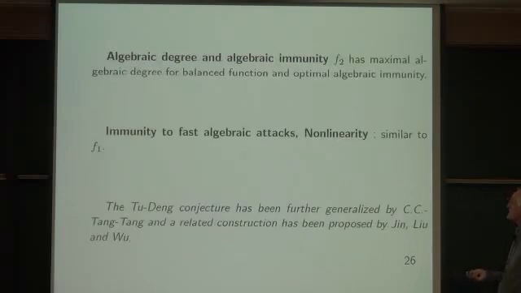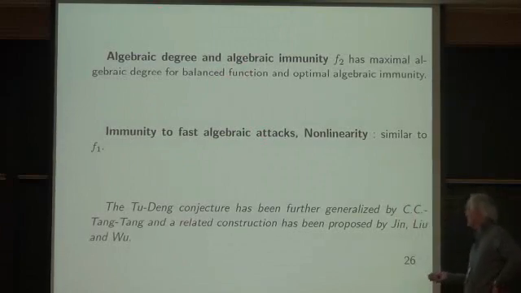So it's a second function. The algebraic degree and algebraic immunity are maximal. The algebraic degree, I said it, is maximal for balanced functions, and there is optimal algebraic immunity. So I've said that. This is said also for this. Yes, this is for the balanced function. I said it only for the original function.